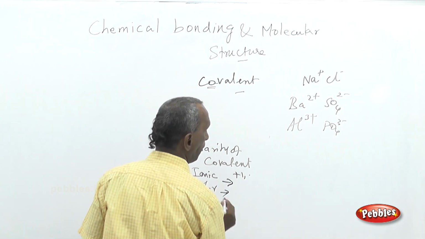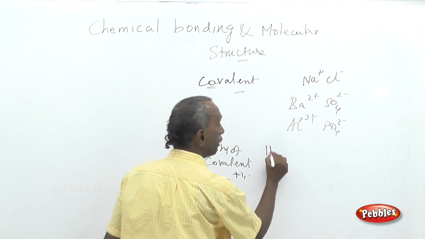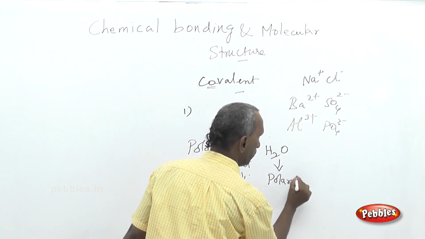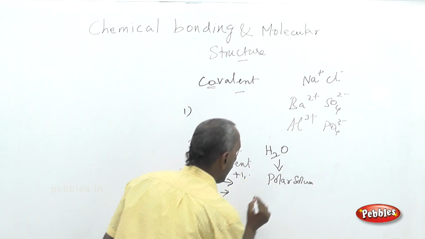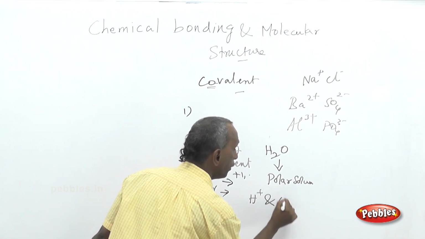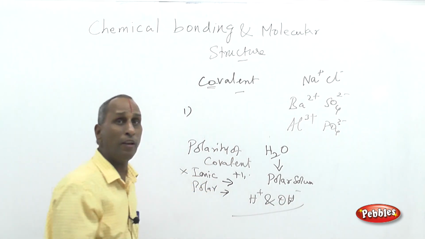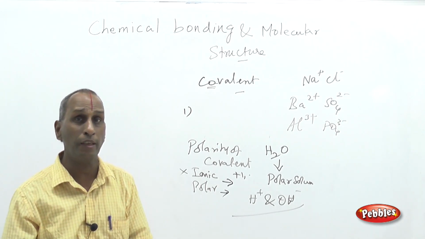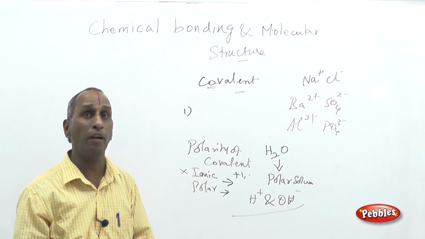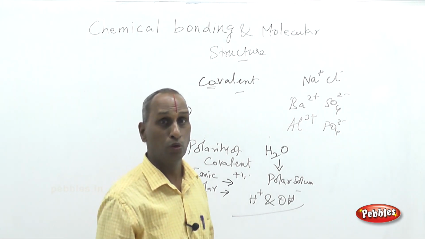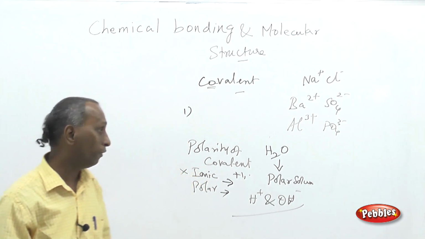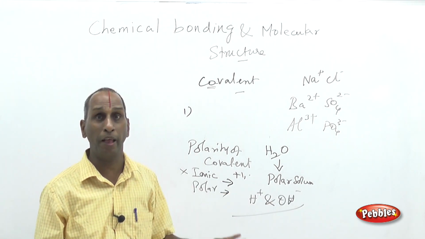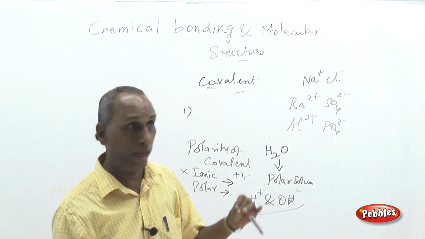Whereas among polar compounds, water is called a polar solvent. Polar solvent means water will not dissociate into H plus and OH minus. If it dissociated into H plus and OH minus, water would be a good source of acid and a good source of base. It would not at all serve the purpose of drinking. So it should not be the case. We are so fortunate to have the polar nature of water. If it were ionic, things would be quite critical. That is to be noted.